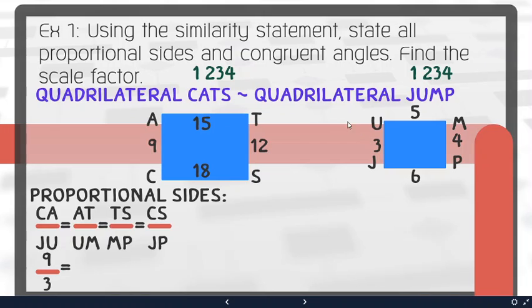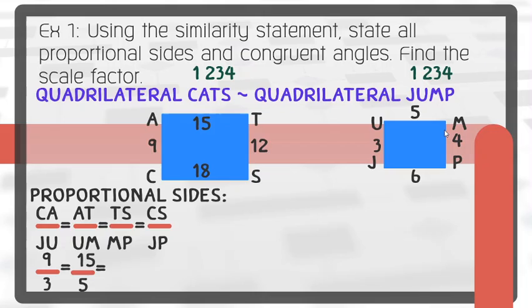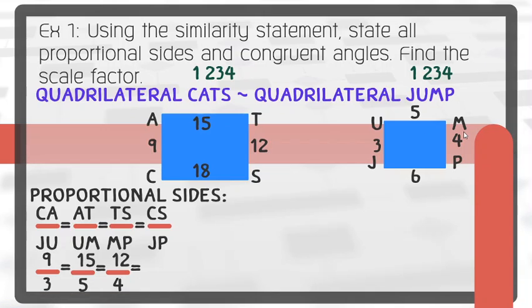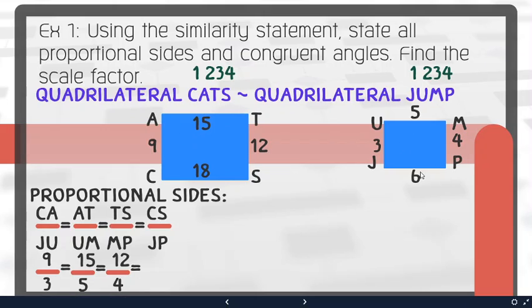So let's see, AT is 15, and UM is 5. And guess what, you guys? 15 over 5 is also 3. So there you go. And TS is 12, and MP is 4. And 12 over 4 is also 3. Look at that. And CS is 18, and JP is 6.